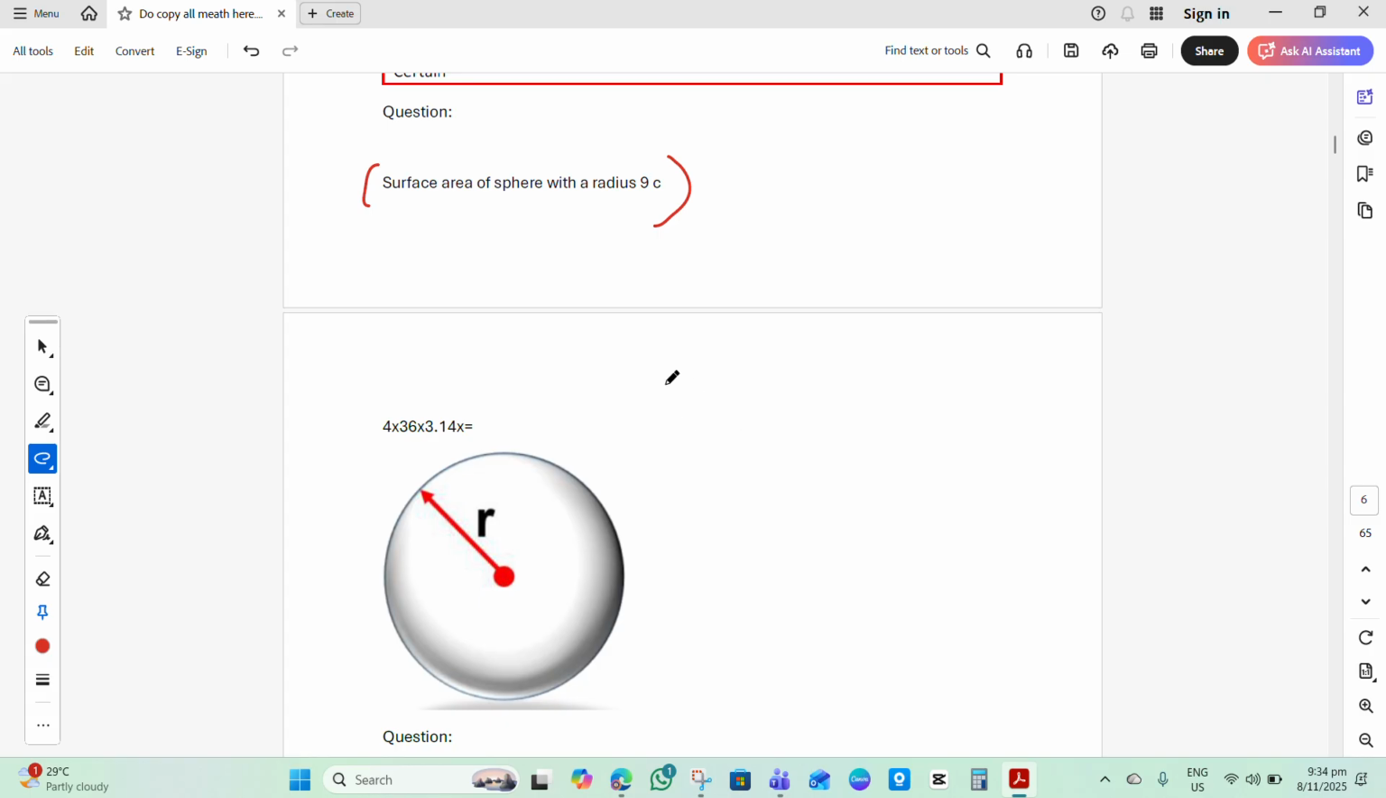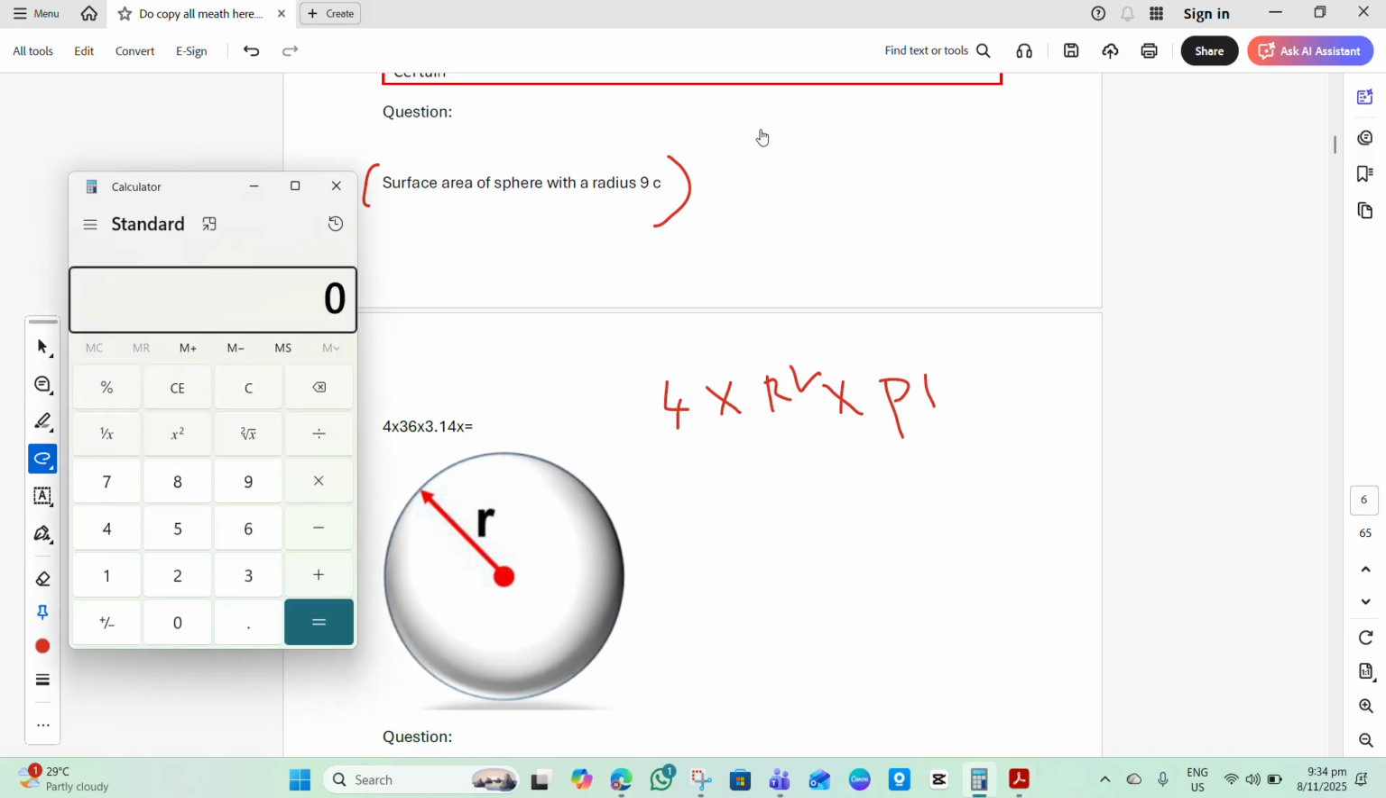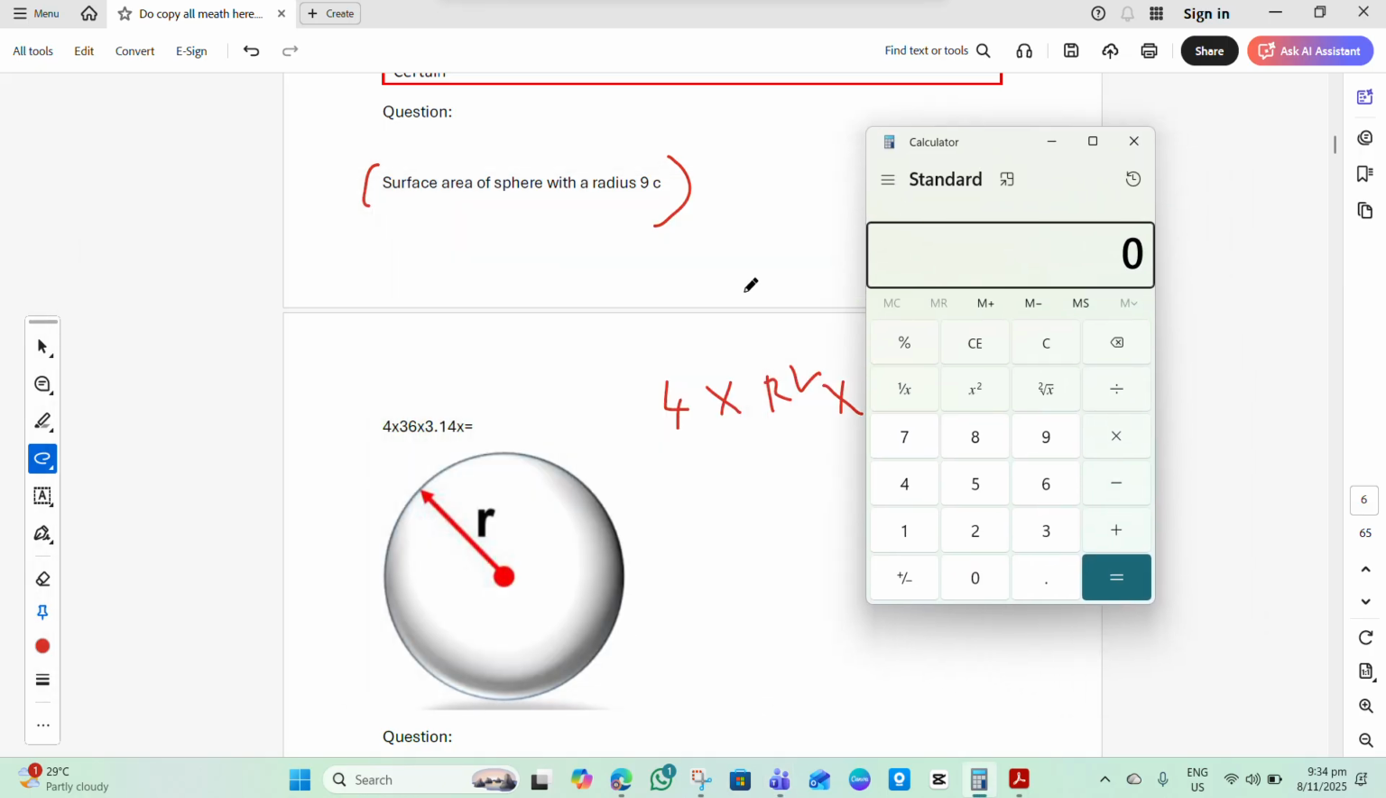Okay, here the formula is 4 pi r square. 4 pi multiplied by r square. Okay, this is the formula. So for the question, the 4 is fixed. 4 multiplied by r square. The radius is 9.